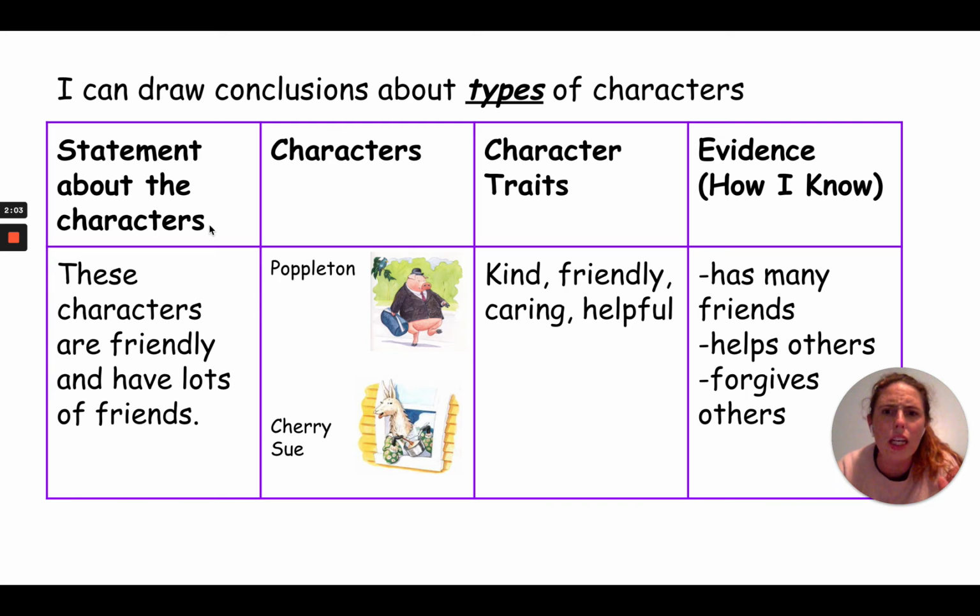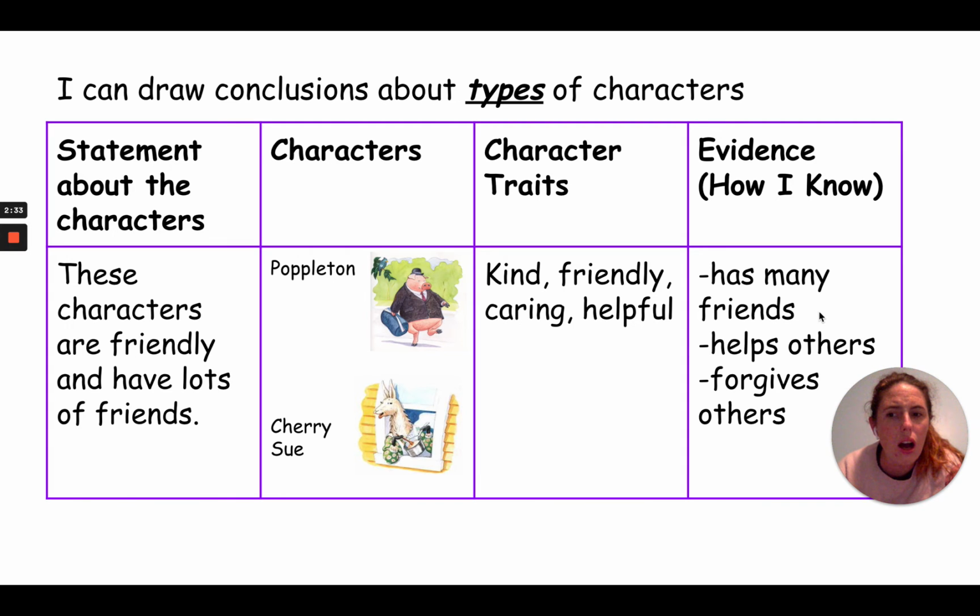Now, you might know characters like this from other books. Think about Franklin, okay? He has lots of friends. He's very friendly. Okay, that's another character. So these characters also have the same character traits: kind, friendly, caring, and helpful. And how I know this is some evidence.